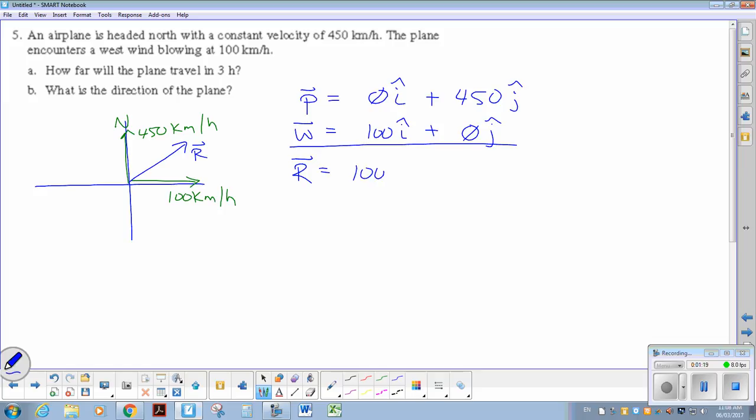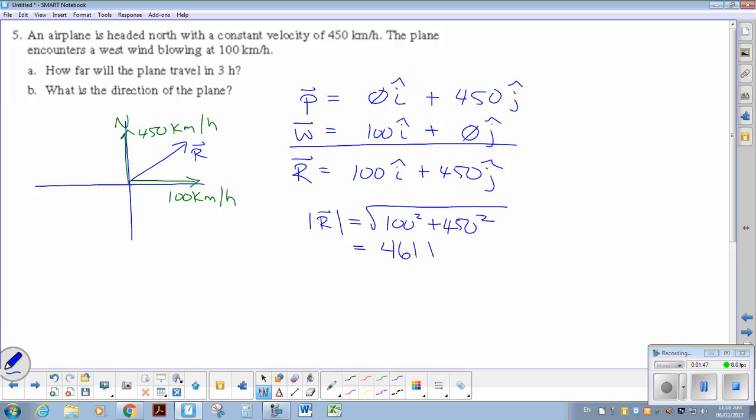So we'd have 100I plus 450J. We want to know the actual speed of the plane. So the resultant would be the square root of 100 squared plus 450 squared. And we'd end up with a value of about 461 kilometers an hour.